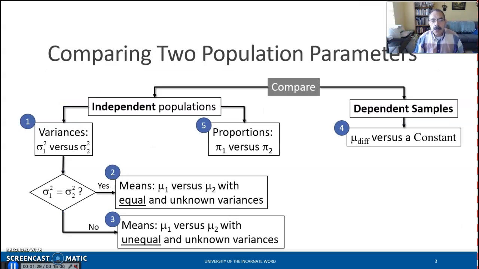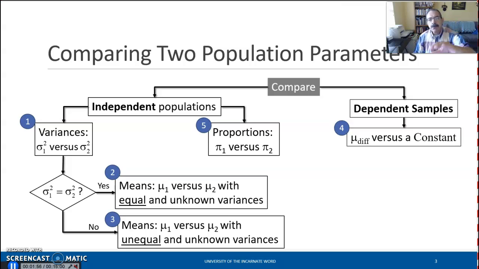All right, the structure of this module is like this. Our intent is to compare the parameters of two populations. But when you say compare, there are two possibilities. Either you're comparing two independent populations, or you are comparing two dependent samples. And we will see what that is. As you can see, this is a flow diagram that tells you what we're going to do.